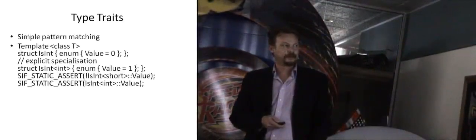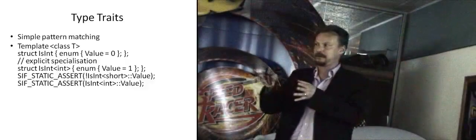Type traits use a simple pattern matching. I guess I won't go too much into this. I just wanted to give a concrete example of what I mentioned before about static dispatch, how it decides what to do given type arguments.